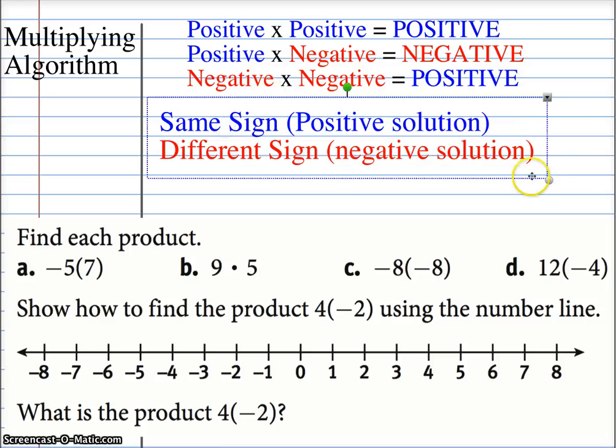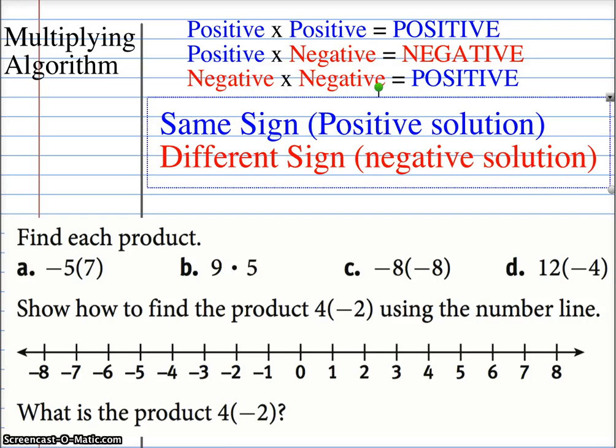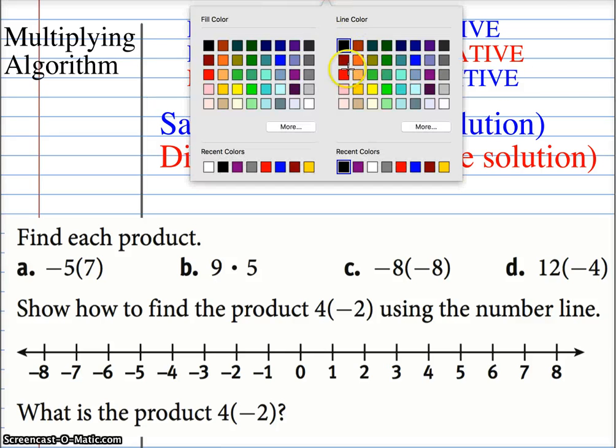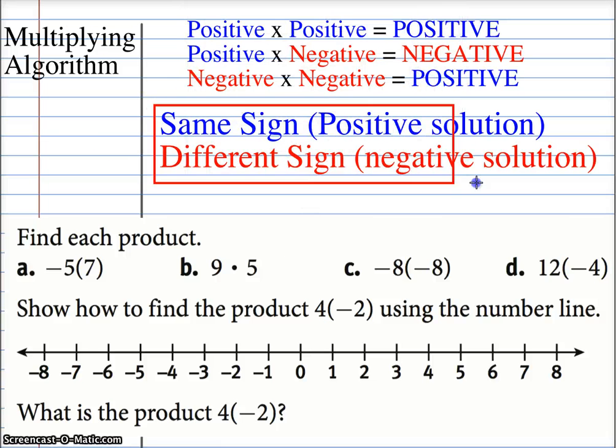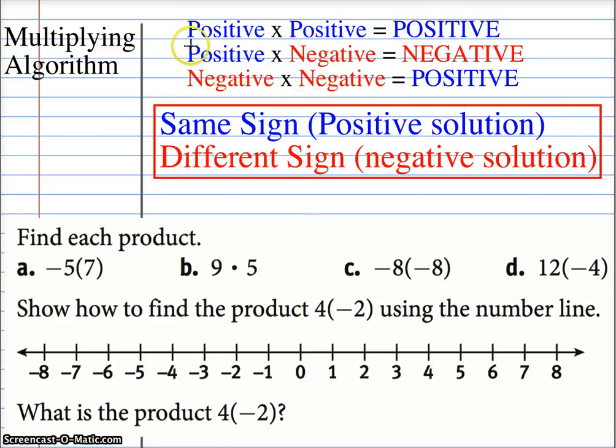Okay, and a more simplified version, and a lot of you guys probably know this already. Same sign, negative negative or positive positive, gives you a positive solution. Different signs, negative positive, gives you a negative solution. So this right here is a great way to memorize what your solution should be. Same sign, positive; different sign, negative. I would probably write this somewhere large. Very, very important. The algorithm, the answer to our question, is right here.